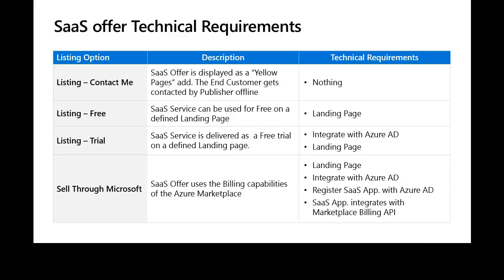So landing page, integration with Azure AD. You're going to have to register your SaaS app with Azure AD. So this is basically the provisioning service that is going to be talking to the billing API. That's what needs to be registered. As I said, you don't have to register your entire solution. The only thing you have to register is that provisioning service that is going to be talking to the billing API. And also you need to provide a webhook that would allow the billing API to notify you when actions are taken by the customer.